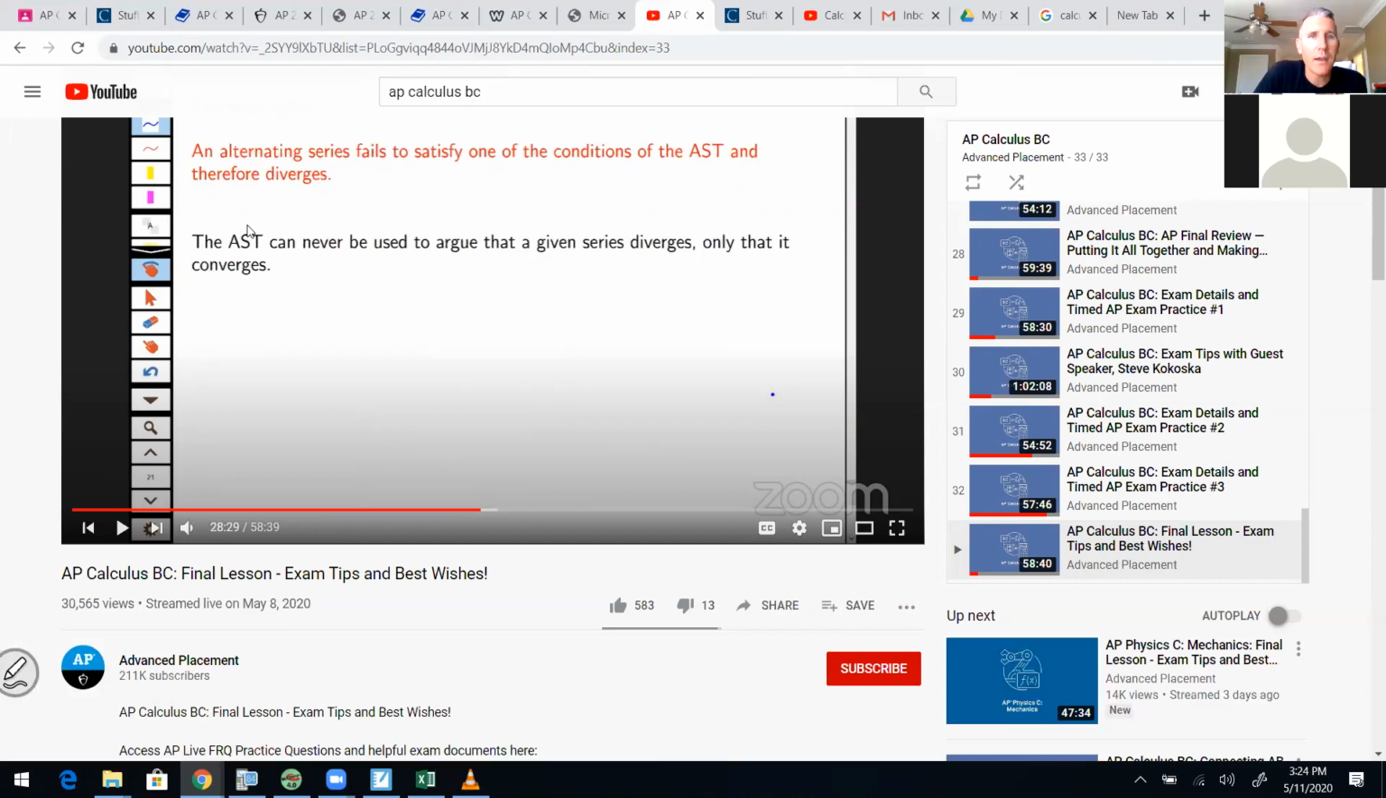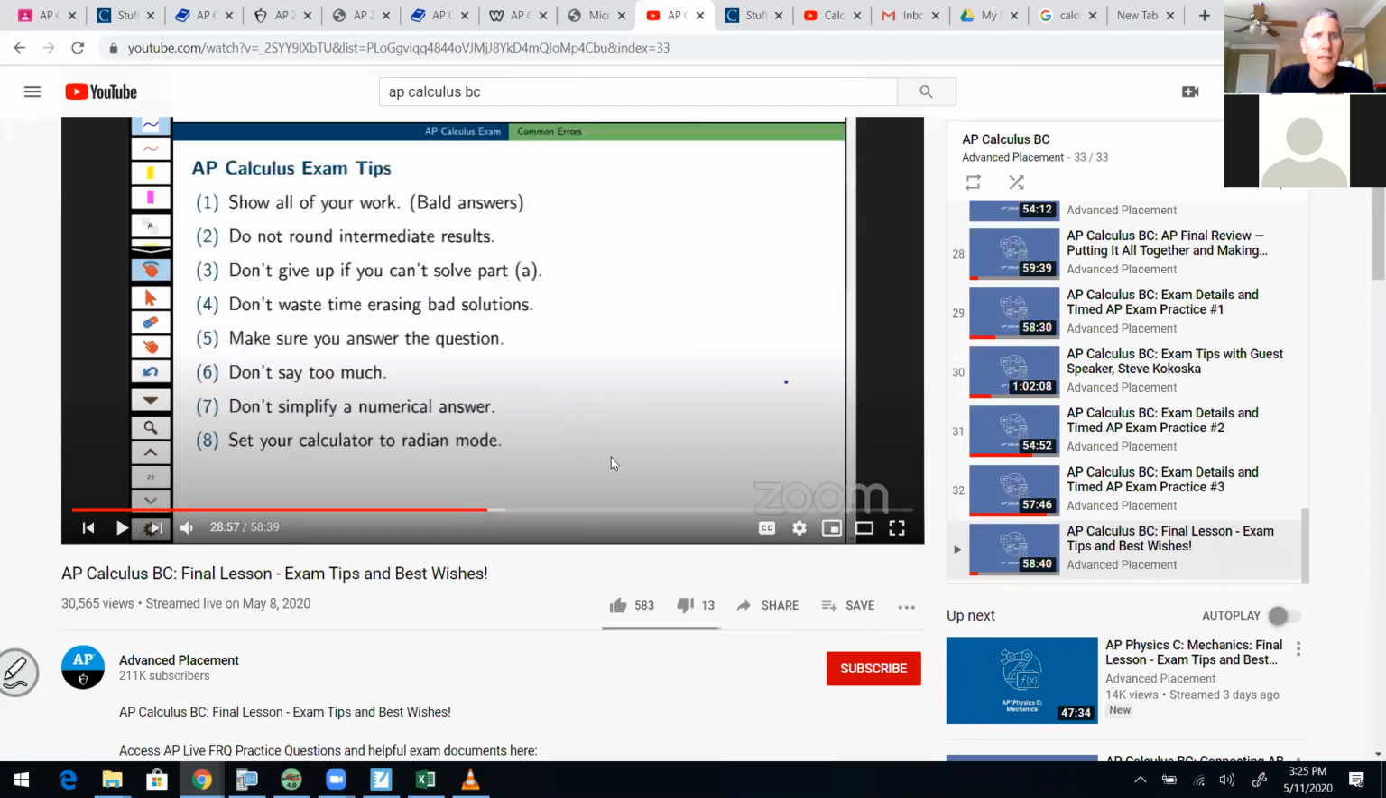I'm not. Okay. But you cannot use the alternating series test to talk about divergence. Okay. So he just talks about that. But anyway, then he goes through this saying, show all of your work. But also down in number 6, he says, don't say too much.